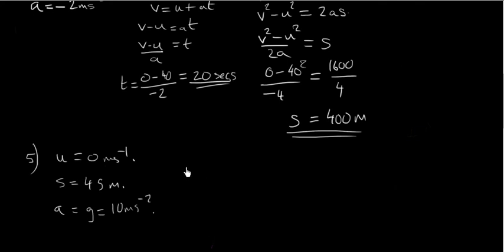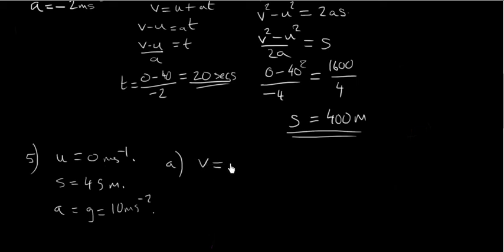So in part A, if we want to find how long it takes to reach the ground, we want the time. We've got U, S and A, and we want T. Let's see: T, U, S, and A. V equals, no, V squared equals U squared plus 2AS. No.